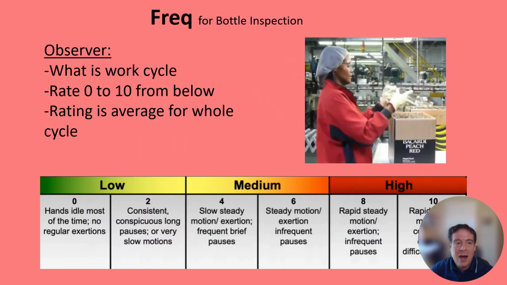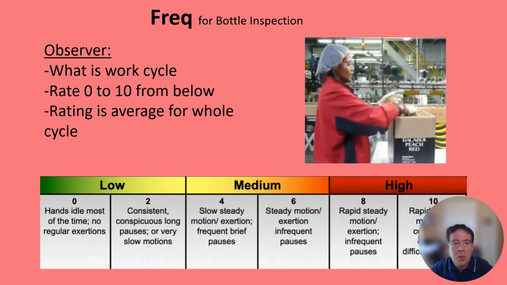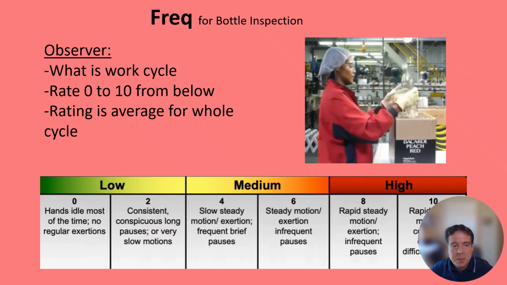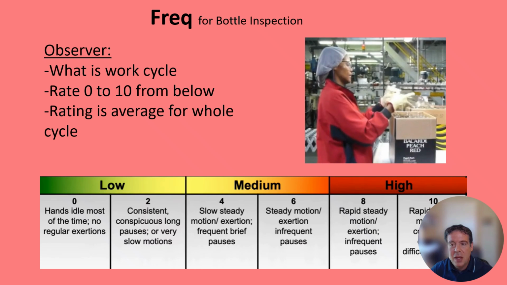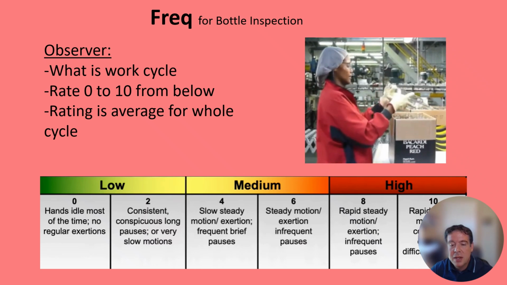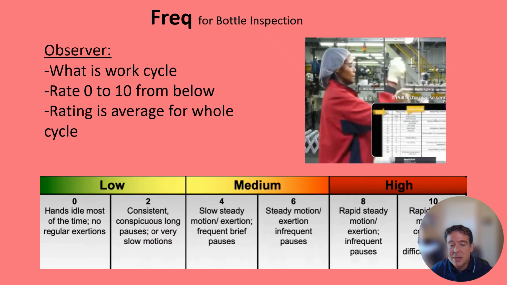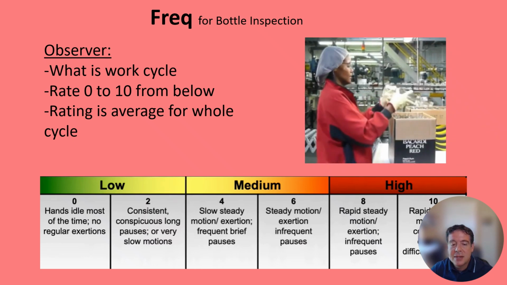Sorry. I'll actually click it right now so you can see that. So for frequency, we're trying to determine what that work cycle is, from when they let it go, so they're picking it up, and you can count down. This is pretty steady motion and frequent pauses, I would say, but it's determined. Do you think this is slow and steady or steady motion?